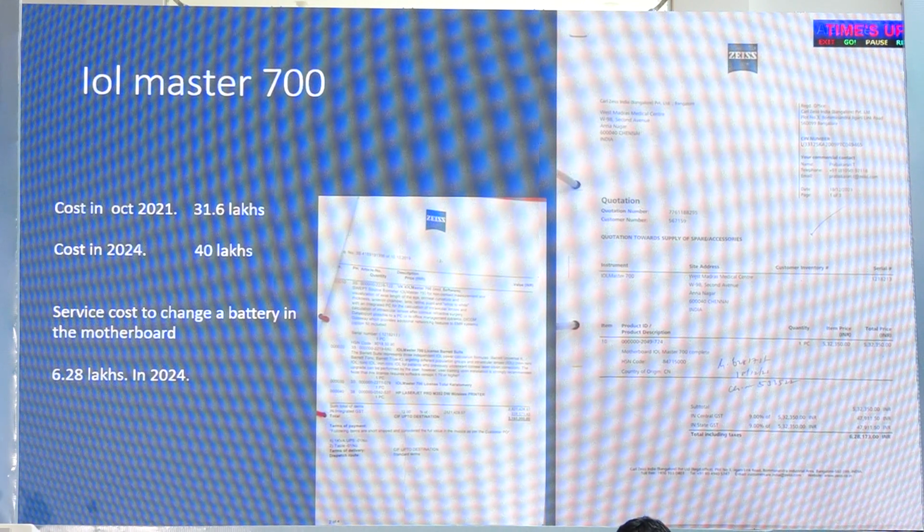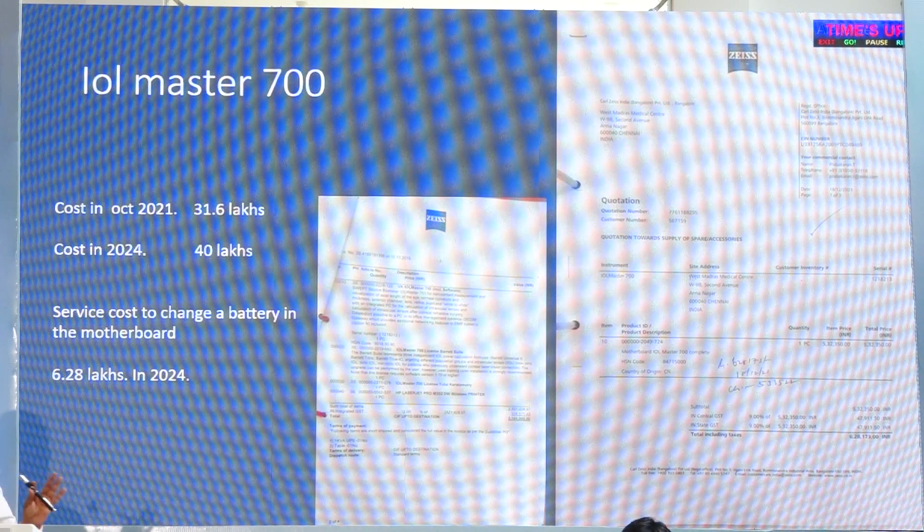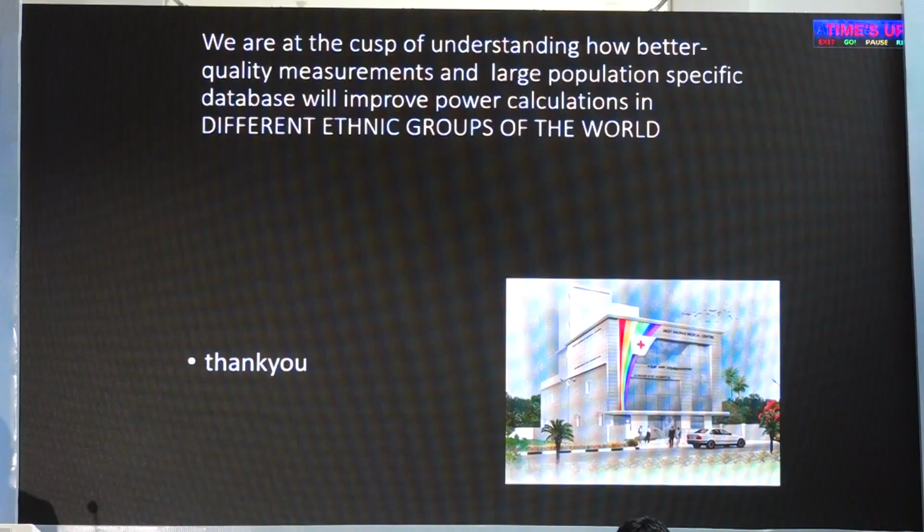So when the technician came to change the battery, which powers the motherboard of the IOL Master 700, he spent some time and said it is stuck to the motherboard and the motherboard has to be changed. So he changed the motherboard instead of the battery and gave a bill for 6.28 lakhs. So individuals who want to use these machines have to be willing to accept this kind of cost, or better, have group practices or use a common center and use the machines there.